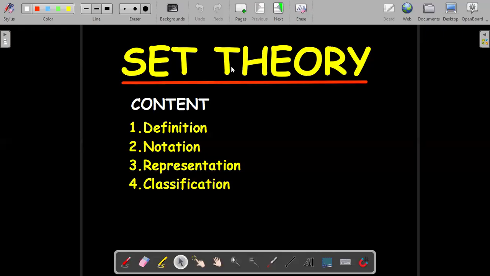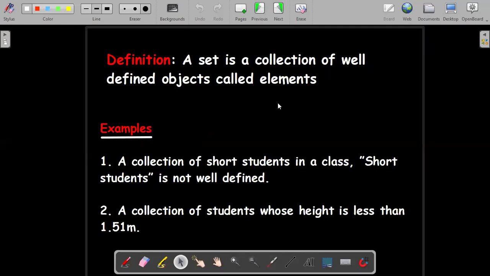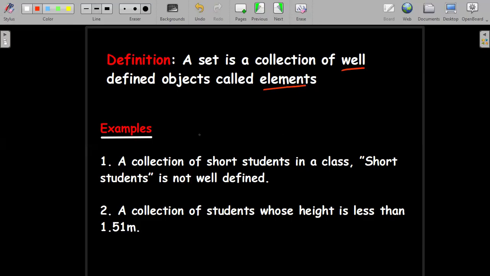So let's dive in. What is a set to begin with? We have this definition here: a set is a collection of well-defined objects called elements. So a set must have objects, and these objects should be well-defined, and we just call these objects elements. That's the simplest definition of what a set is. We have an example here.